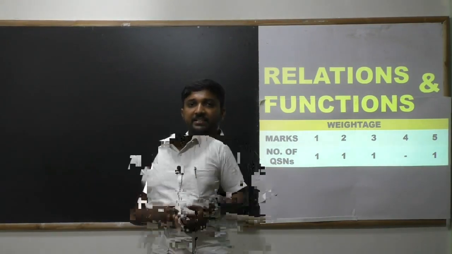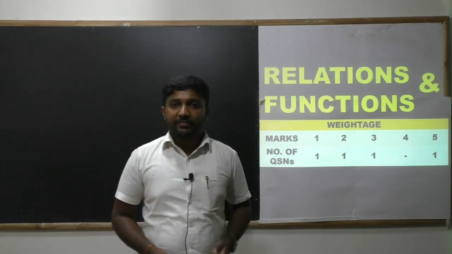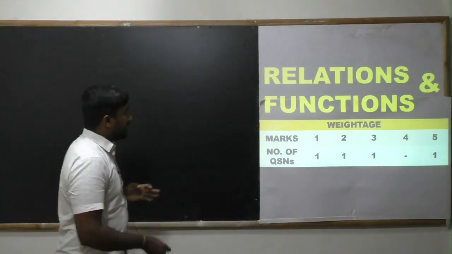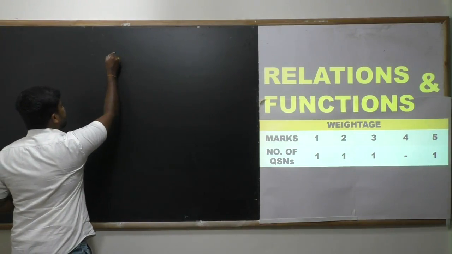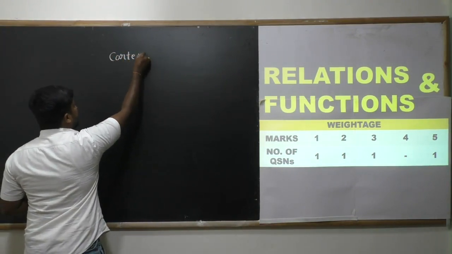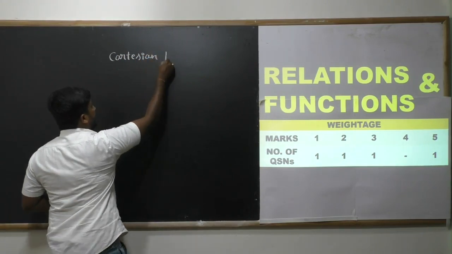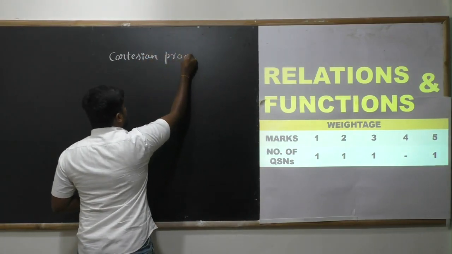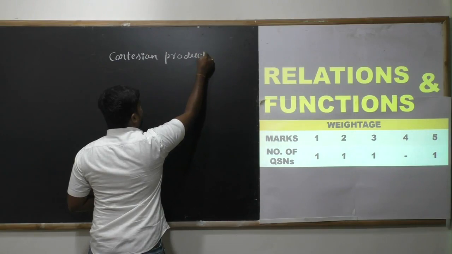Let us begin the chapter with its first definition, that is Cartesian product of sets. Cartesian product. It is the first definition.